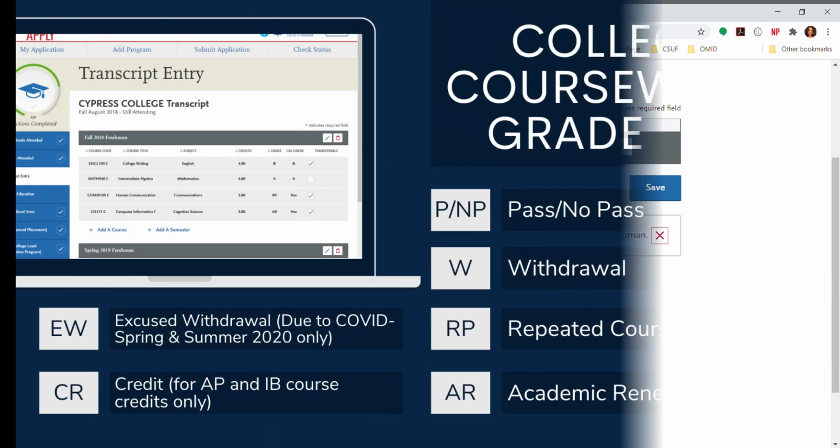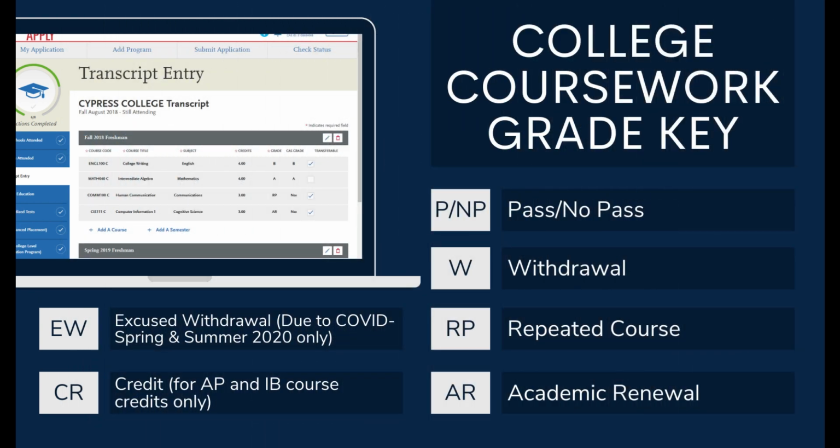Before we fully dive into the college coursework section, I just want to go over some grade keys. So you may want to refer back to this when you are inputting your own transcripts. So for grades, it's going to ask for you to give a letter, but sometimes you don't get an A, B, C, D, or F. You may have something different. So if you took a course that is passing or not passing, you would put P or NP. If you withdrew from a class, you would put W in the grade box.